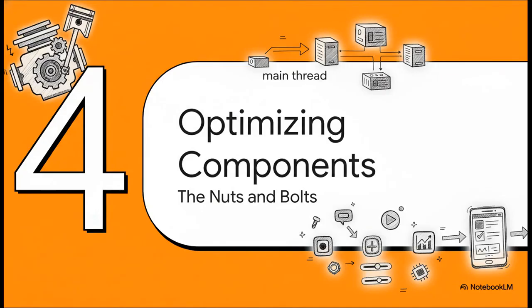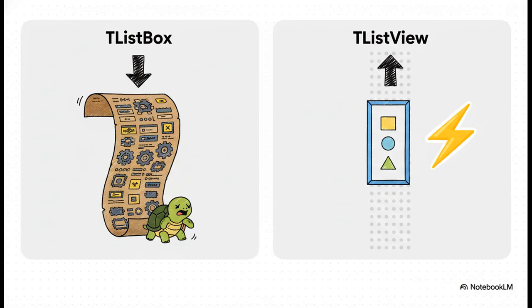Okay, awesome. We've upgraded our engine and we've freed up our main thread. Those are the huge architectural victories. Now it's time to zoom in and look at the finer details. The specific components you pick and how you handle memory can make a really big difference, especially on phones and tablets. Now this is a classic FMX mistake.